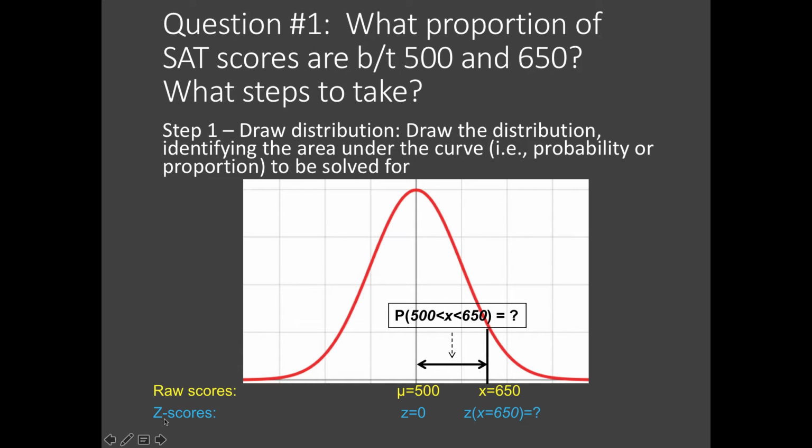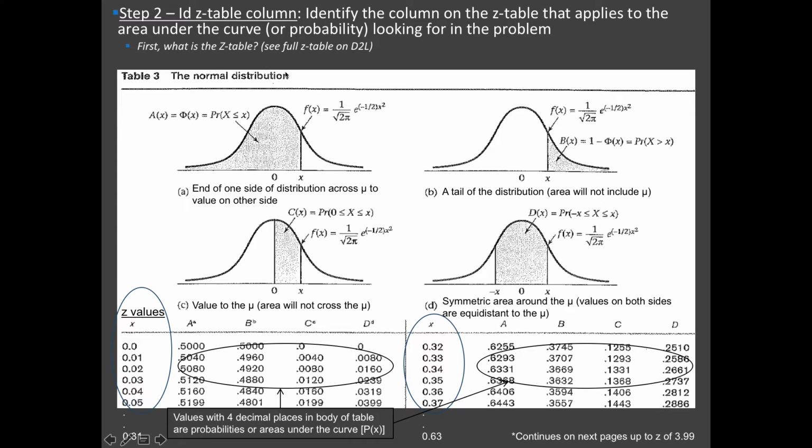So then the z-score is just, the raw scores are in yellow here, and the blue is the z-score. So right now, the z in the middle is always going to be 0, and we're looking for what the z of 650 is. So then we go to this table that is posted on D2L. It's called the z table. Now, I know it's very confusing looking, but we're going to go through it.